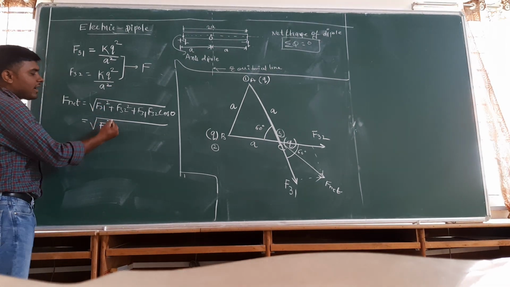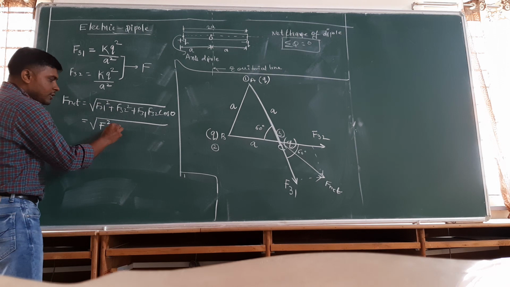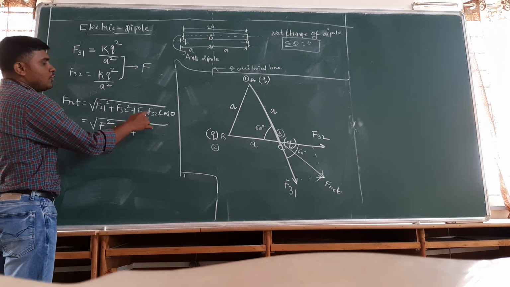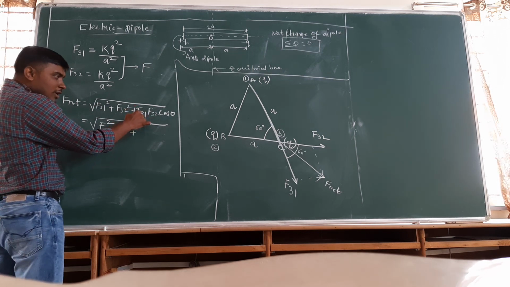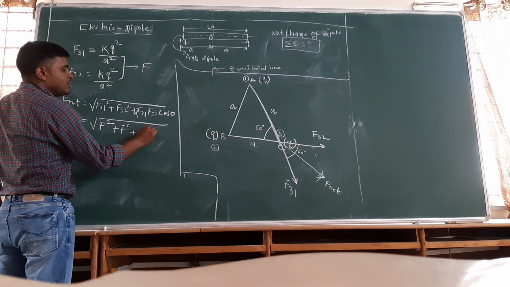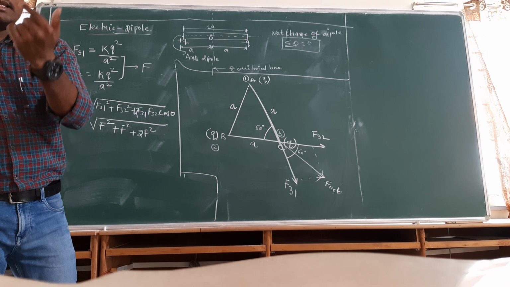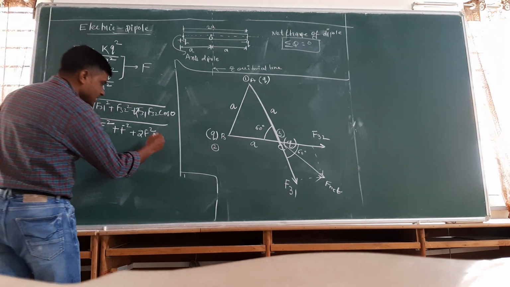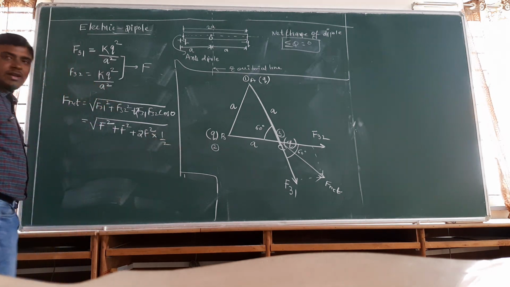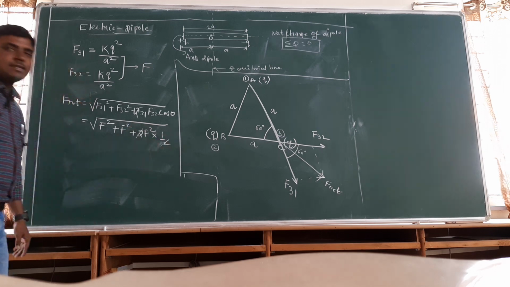So this F squared, this is also F. So F squared plus 2, this is 2, so 2F into F will be 2F squared into cos of theta. Theta is almost 60 degrees. Cos 60 is how much? 1 by 2. So we'll substitute 1 by 2, right? These two will get cancelled.